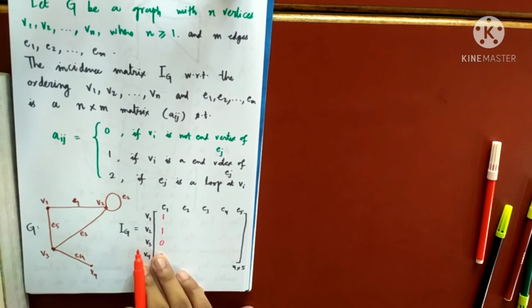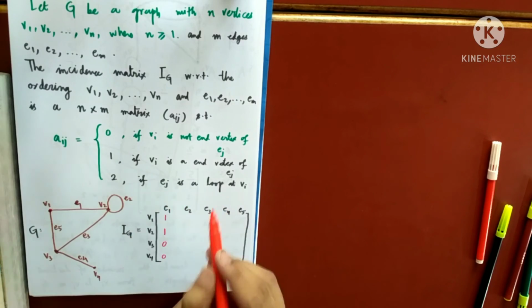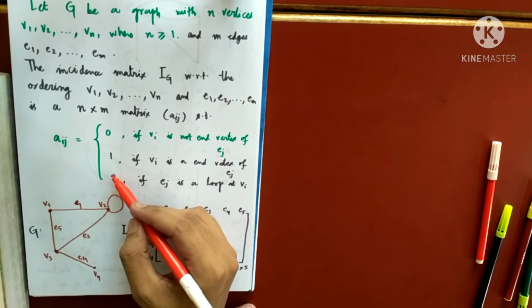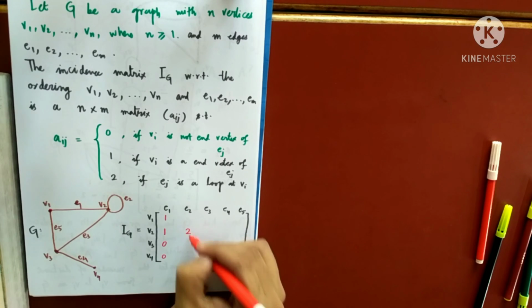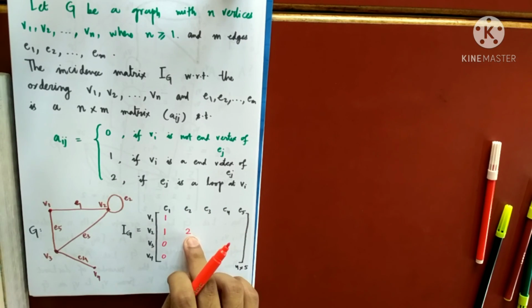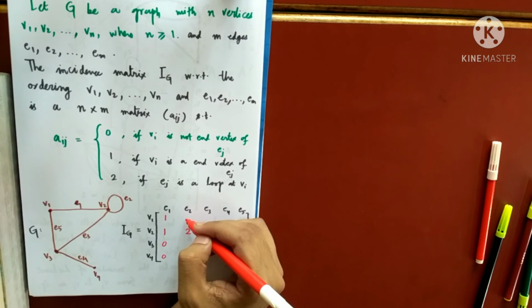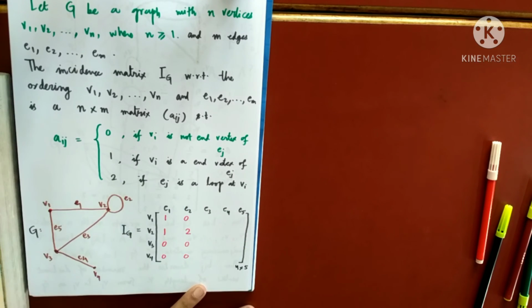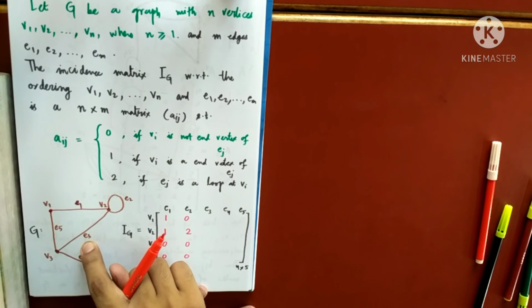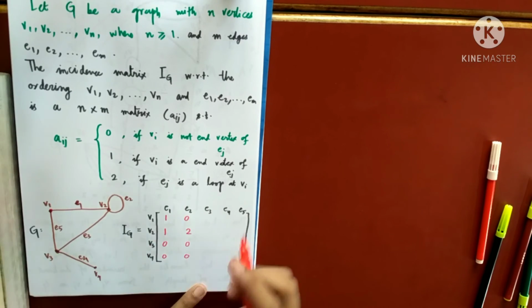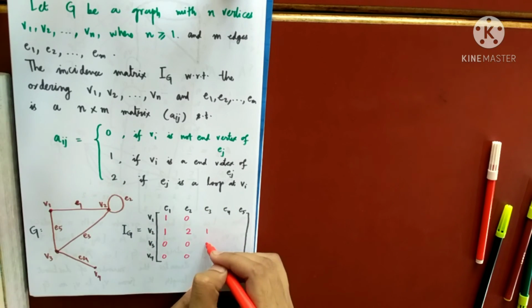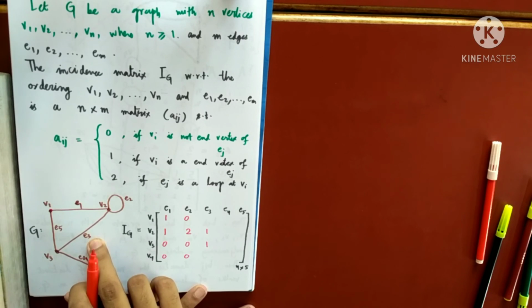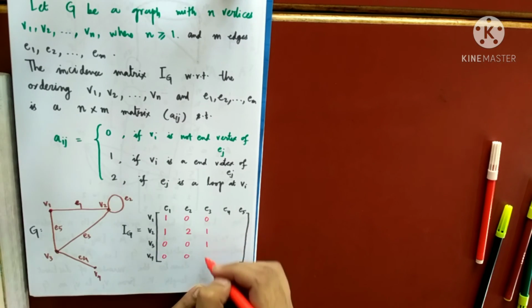Similarly, look at E2. E2 is a loop at V2, that means that entry will be 2, and the rest are all 0. E2 has nothing to do with any other vertices. Next, E3. E3 has end vertices V2 and V3. So here 1, and E3 is not adjacent to V1 or V4, so here 0, here 0.